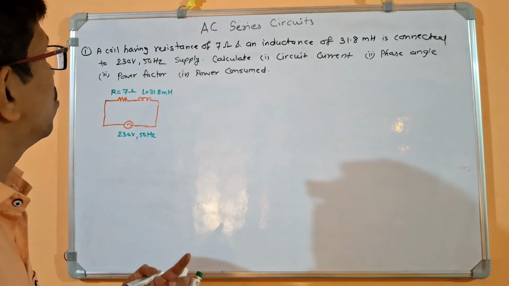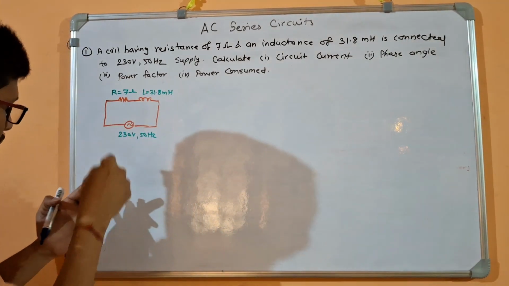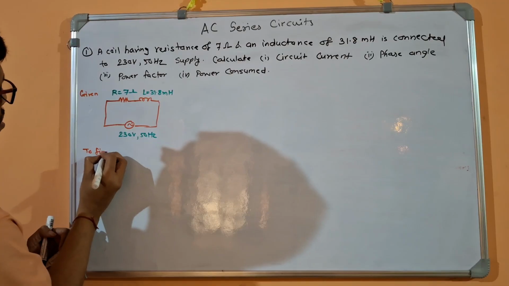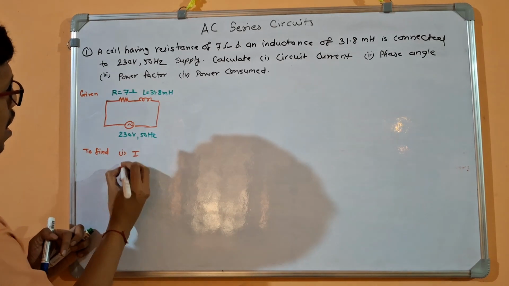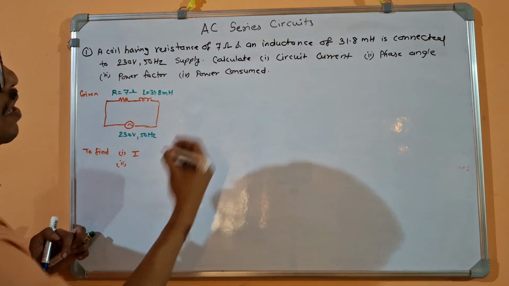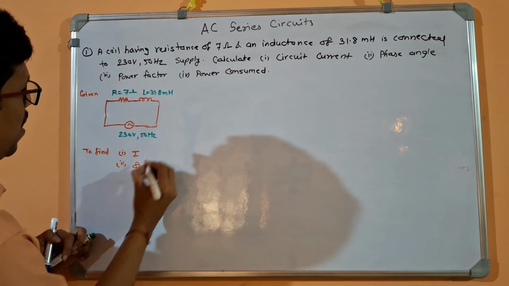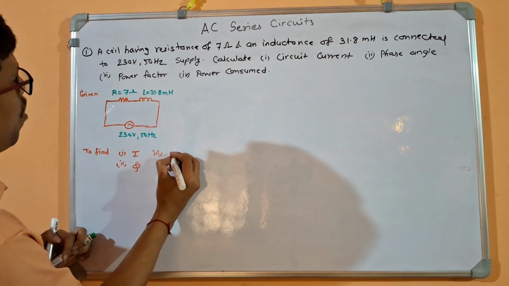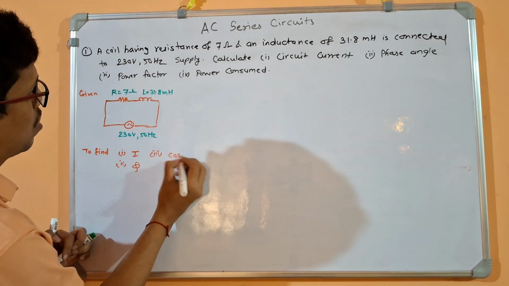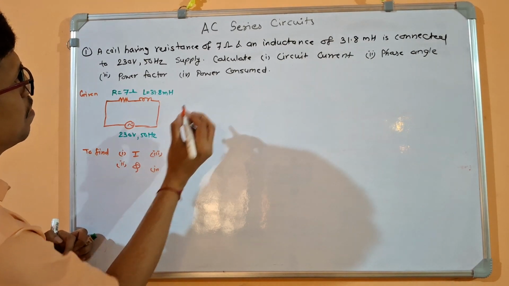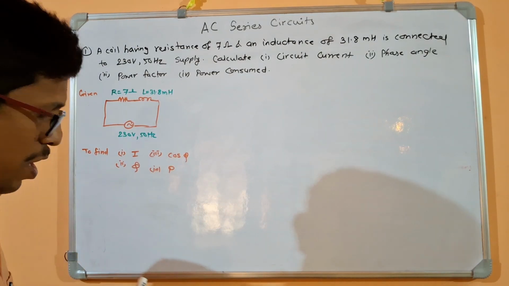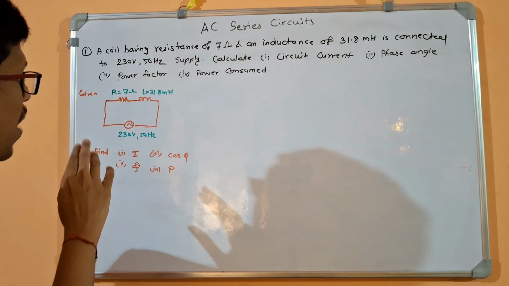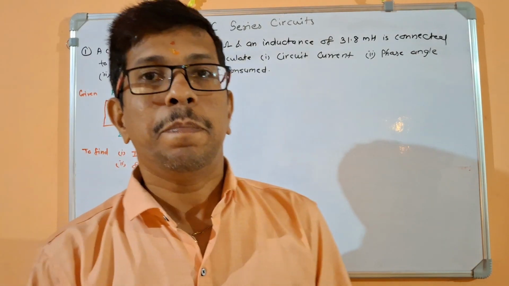Okay, so what is given? These are the given things. To find, first is current, that is I, then second is phase angle, that is phi, third is power factor, that is cos phi, and fourth is power consumed, that is P. Okay, so these four things we have to calculate. So to find current, we need to find impedance of the circuit.